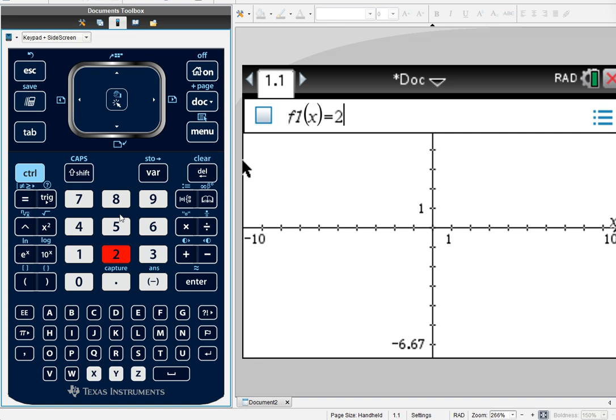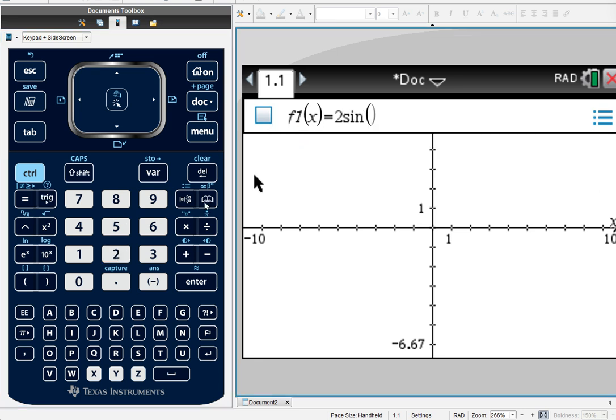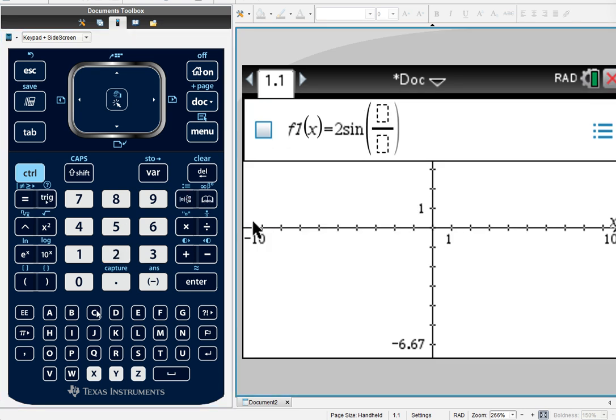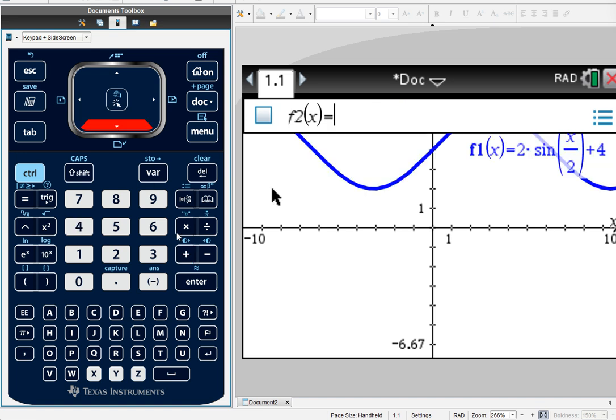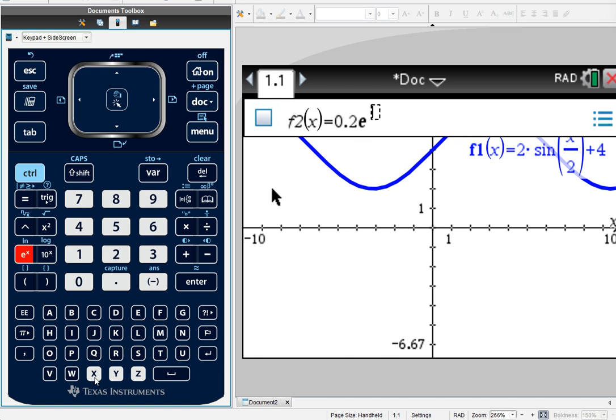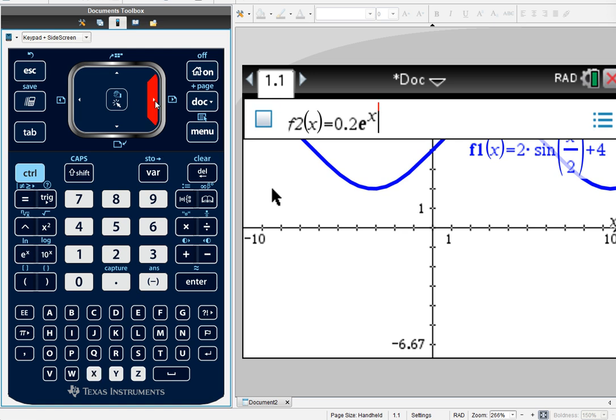2 sine, fraction button right here, x over 2, or you could put x divided by 2 either way, and then plus 4. Hit the down arrow, and then g of x, or f2, is 0.2e to the x. And then just hit the right arrow to get out of the exponent, and then plus 3.